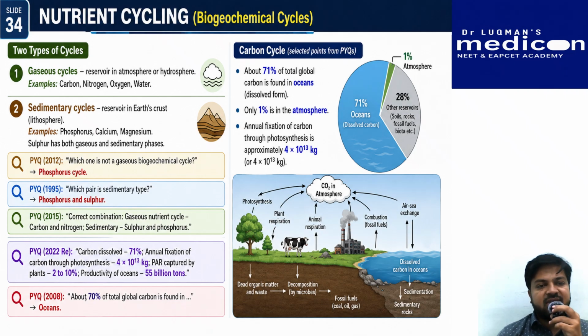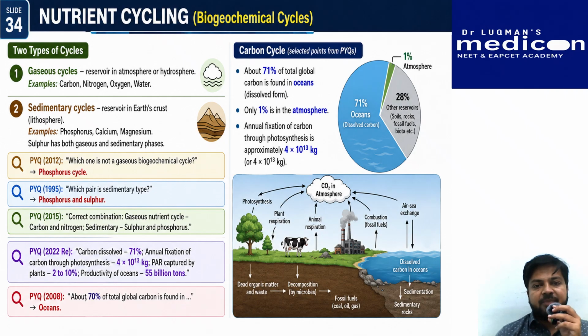Gaseous cycles have their reservoir in the atmosphere or hydrosphere. Examples: carbon, nitrogen, oxygen, water. Sedimentary cycles have their reservoir in Earth's crust, that is the lithosphere. Examples: phosphorus cycle, calcium cycle, magnesium cycle, and sulfur has both gaseous and sedimentary phases. Stop the video and study the previous year question properly.